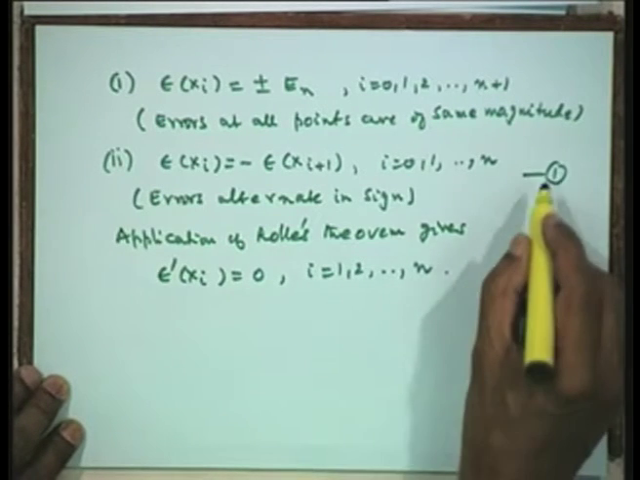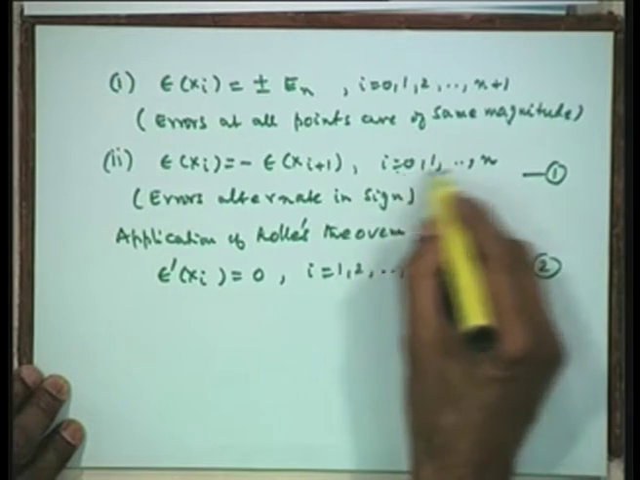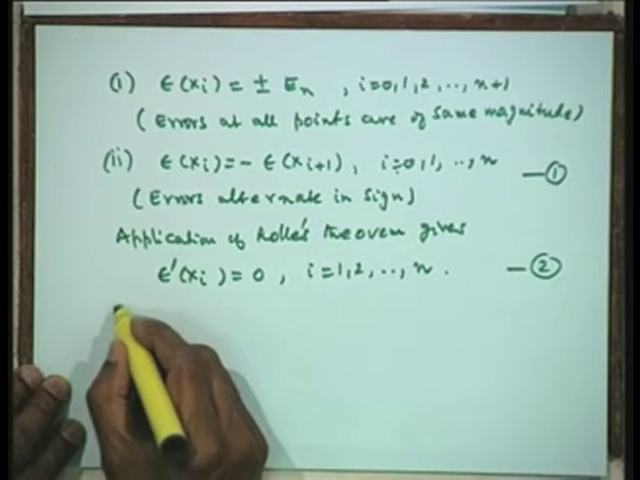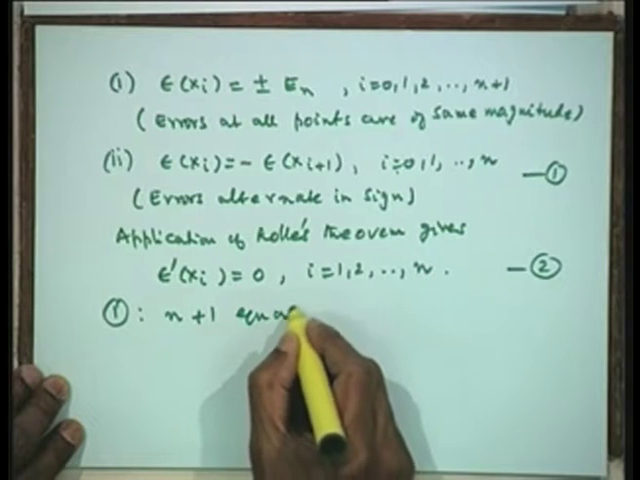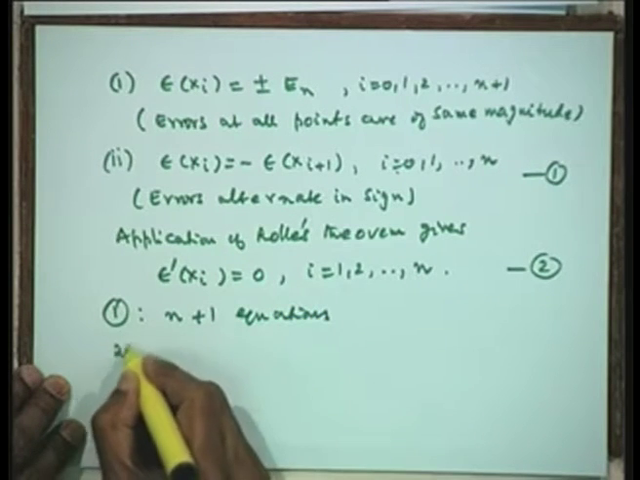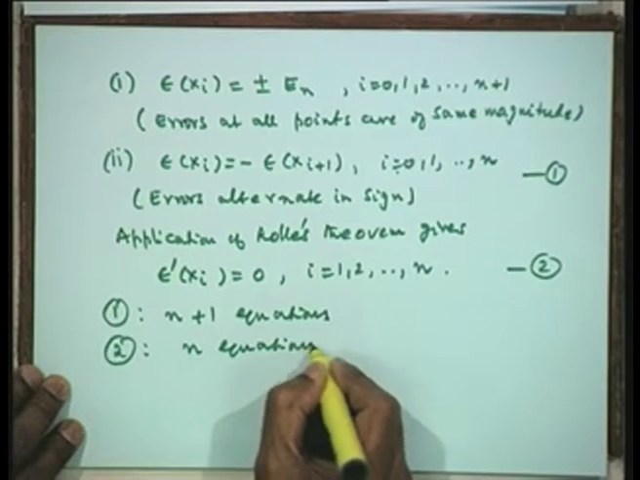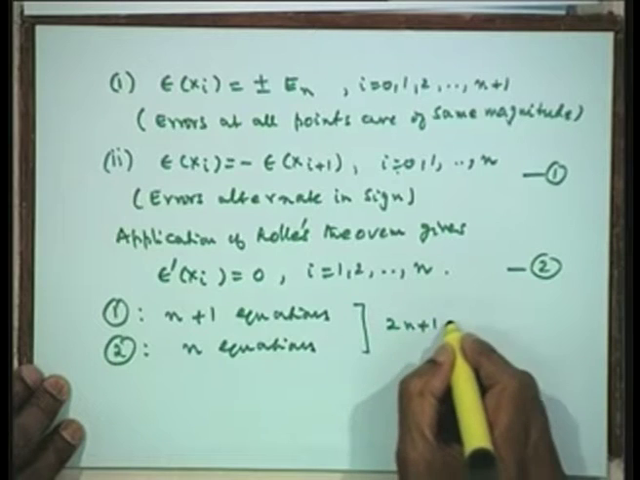Now, we can say that 1 gives us n plus 1 equations, and 2 gives us n equations. So, we have a total of 2 n plus 1 equations.